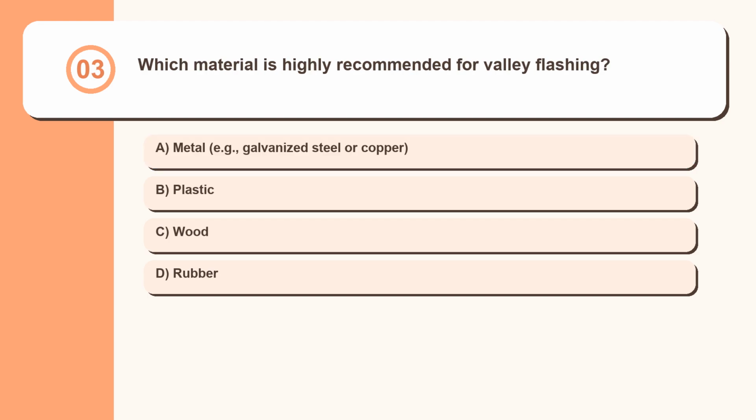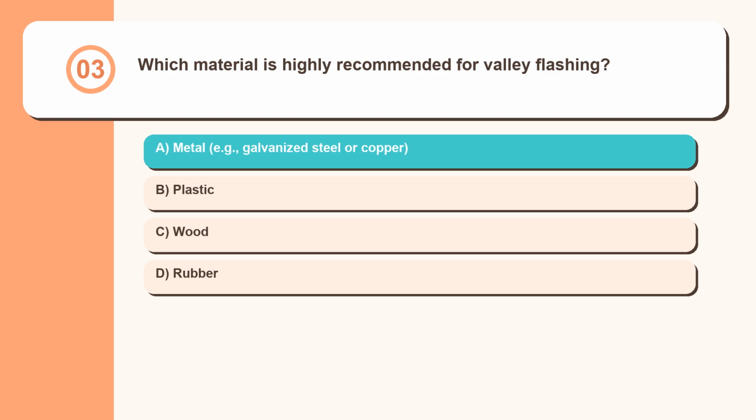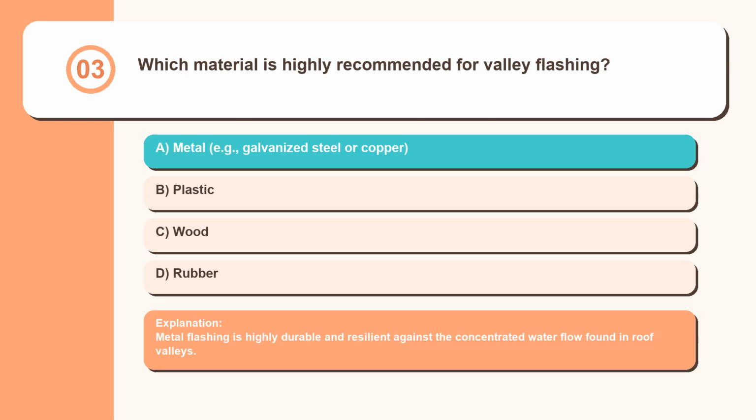Question 3. Which material is highly recommended for valley flashing? Metal, example galvanized steel or copper. Plastic, wood, rubber. Metal flashing is highly durable and resilient against the concentrated water flow found in roof valleys.